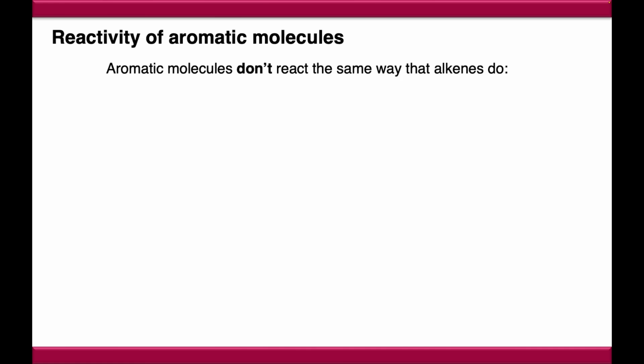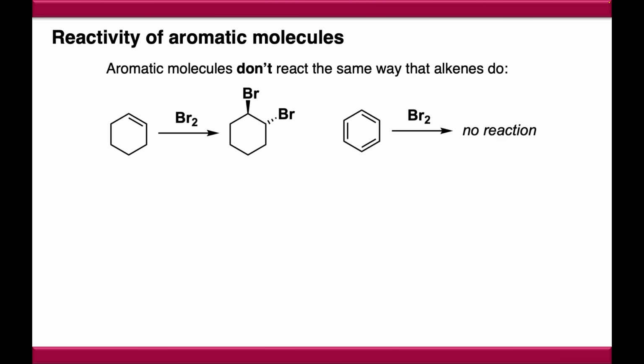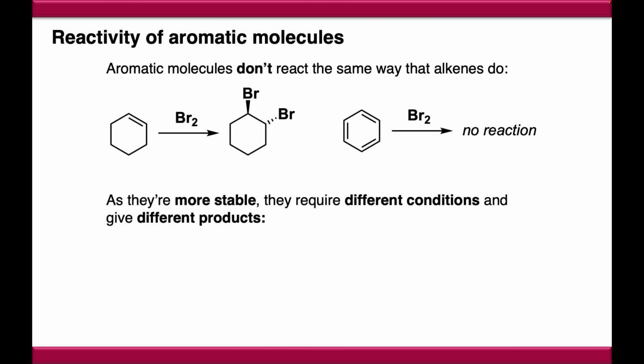So reactivity. We've already said that aromatic molecules don't react the same way that alkenes do, right? If you take an alkene, like cyclohexene, and you treat it with bromine, for instance, it'll dibrominate. That's an addition reaction. If you take benzene and treat it with bromine, nothing will happen, okay? Because benzene is more stable, okay? So you need different conditions to force the reaction to happen, but you also get different products as well. So it's not just a case of adding a catalyst or something to force bromine to react with benzene. When you add a catalyst and force it to react with benzene, we only get one bromine attached and the double bond is still there. So this is a substitution reaction, not an addition reaction.